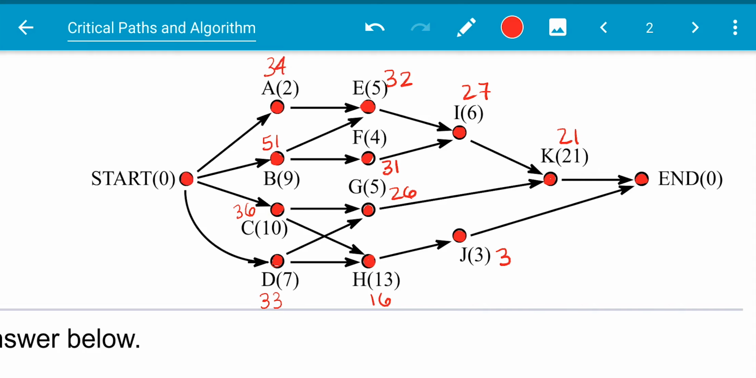Now from the start, we're going to choose the largest out of these. We have a 34, 51, 36, and 33. So obviously we are going to choose the 51.